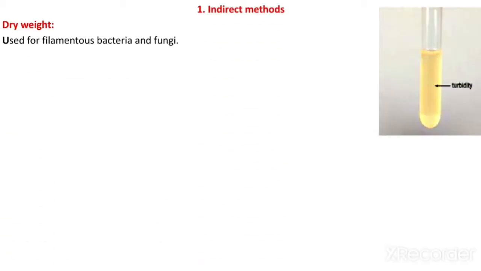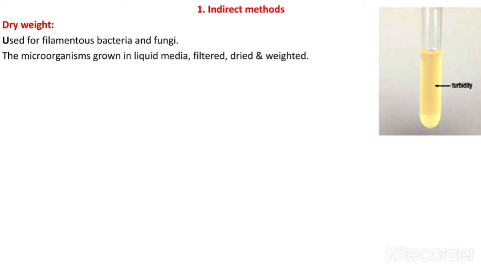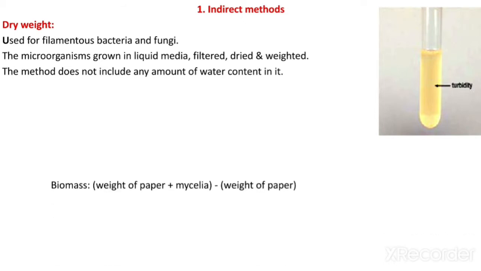The first method is the indirect method. In that, dry weight. The dry weight method is mainly used for filamentous bacteria and fungi. The microorganisms are first grown in liquid medium. After incubation we have to filter it, then dry it, and weigh it. The method does not include any water content.